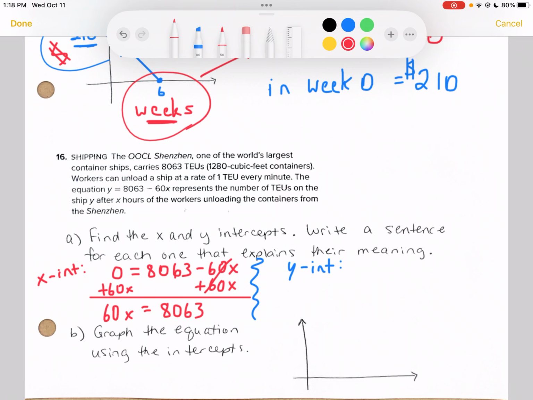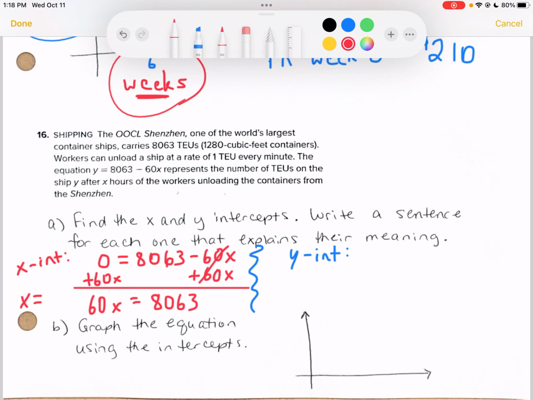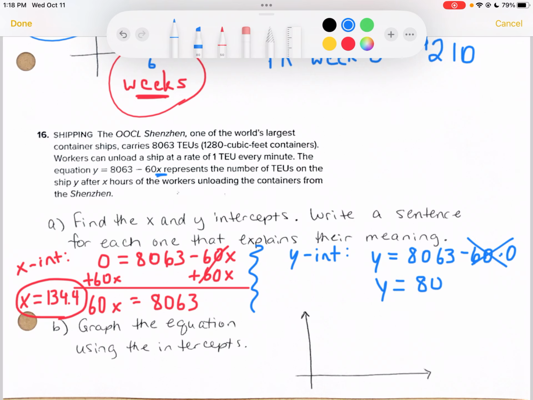Need your calculator now. 8,063 divided by 60. We're going to get a decimal. X equals 134.4. Okay, keep going. Y-intercept now. I'm going to plug in 0 for my x. So instead of x here, I'm putting 0, so this goes away. My y-intercept is at 8,063.